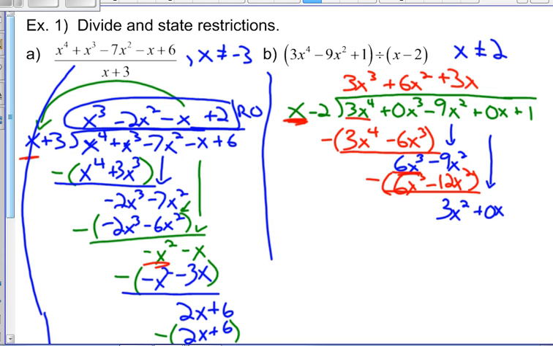Multiply it by the binomial. You're going to get 3x squared minus 6x. Subtract the whole thing. Gives us 6x plus 1. Okay, 6x divided by x is positive 6. Multiply it by the binomial. That gives us 6x minus 12.